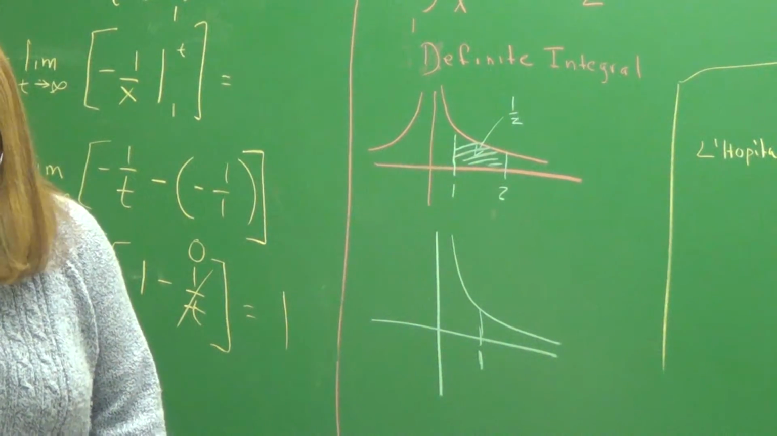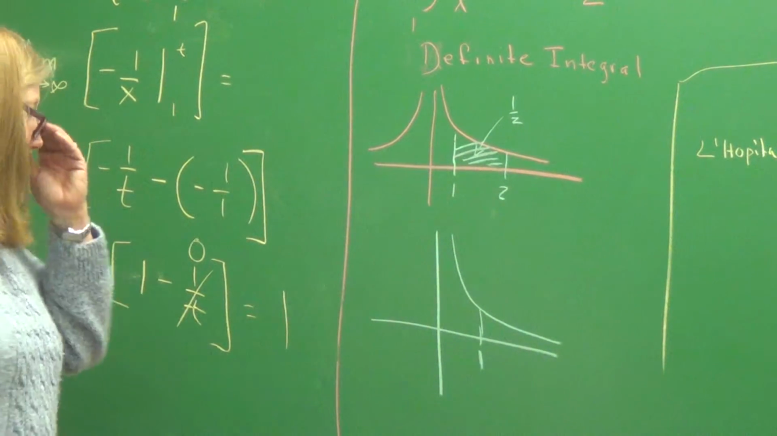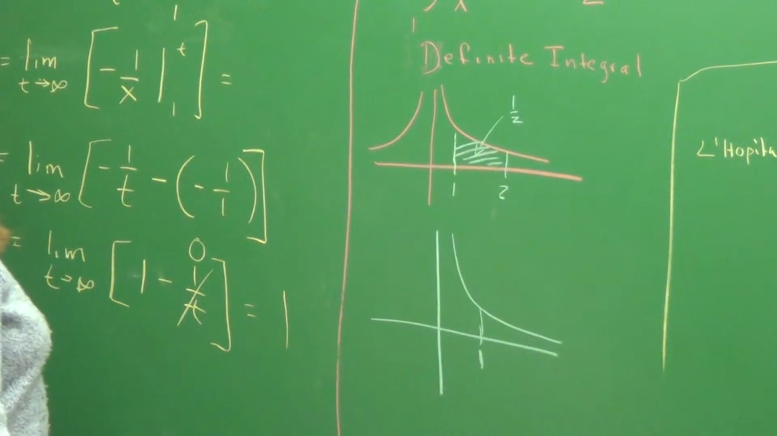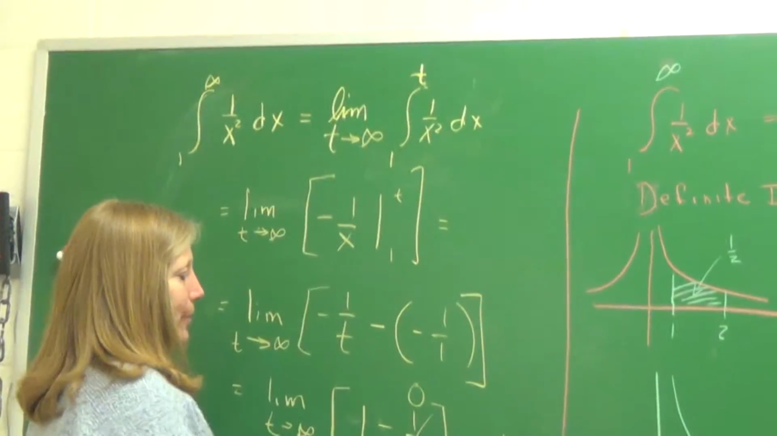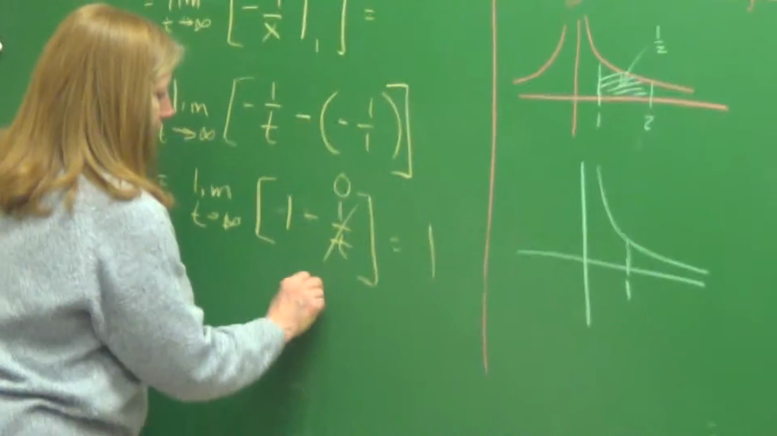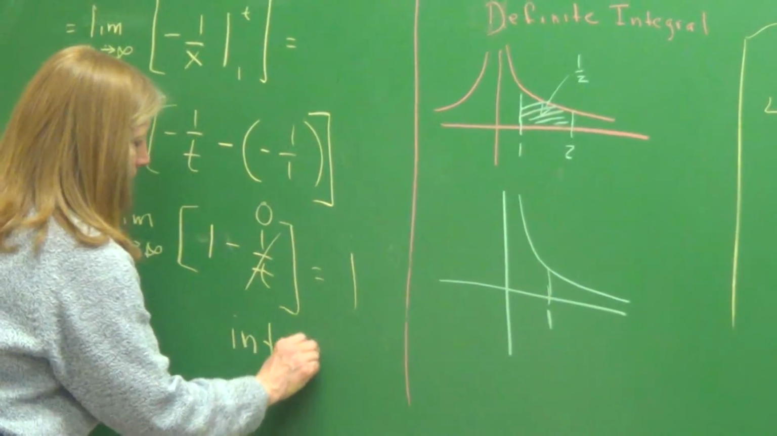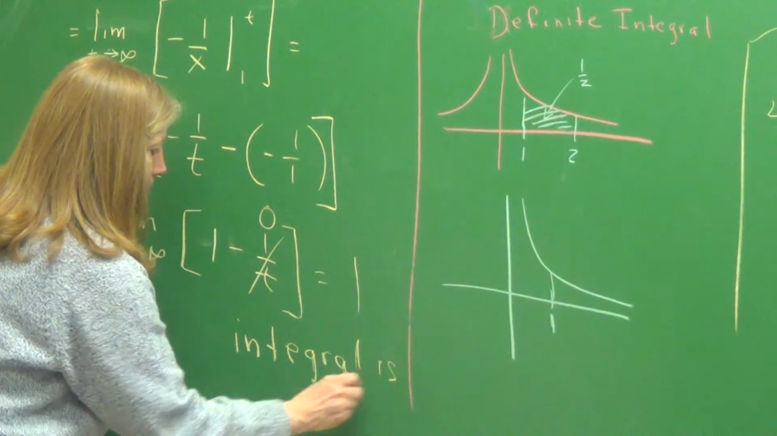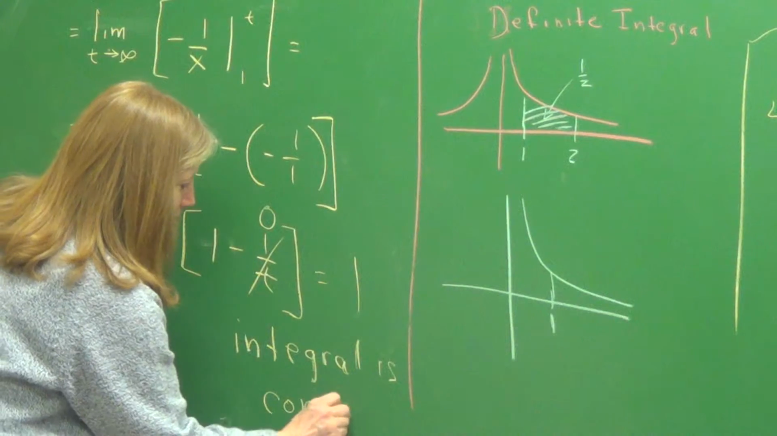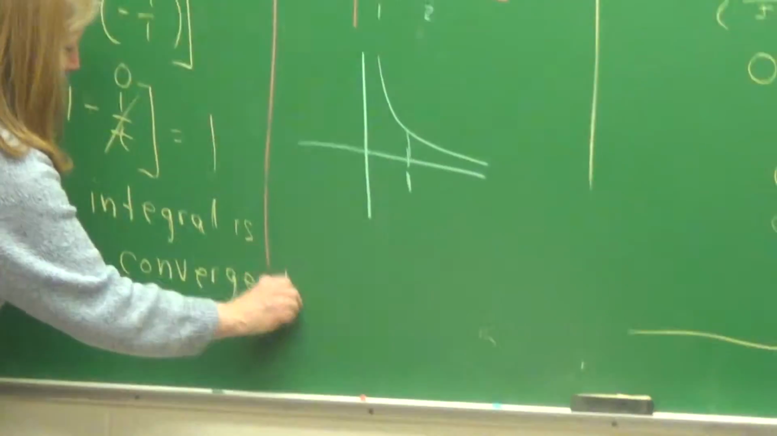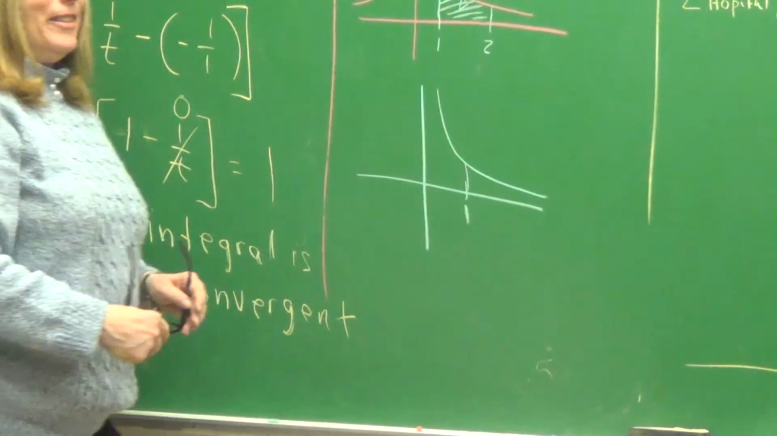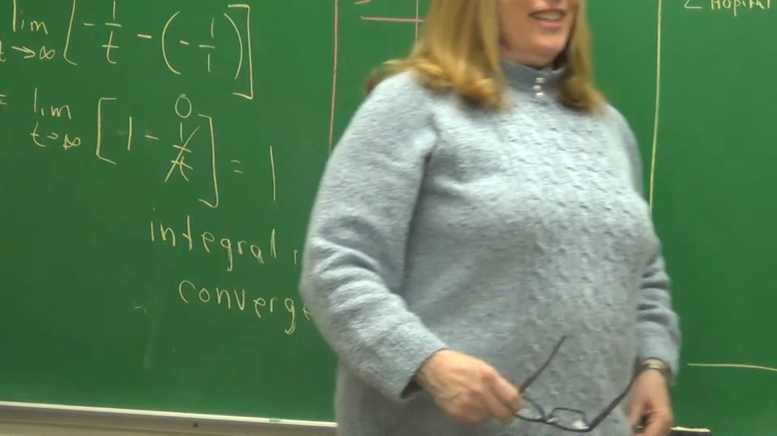It is 1. All right, when an integral comes like this, when we have an infinite limit of integration and we come out with a number, we say that the integral is convergent. Should we make a movie? We'll call the movie The Integral is Convergent. How about that?